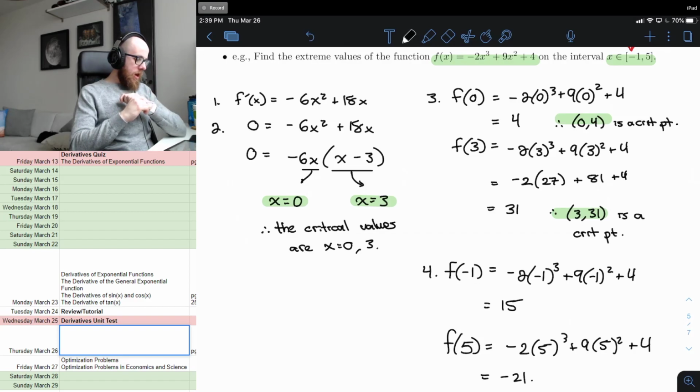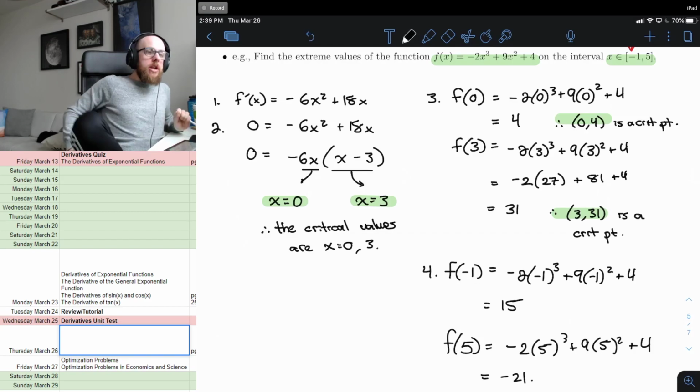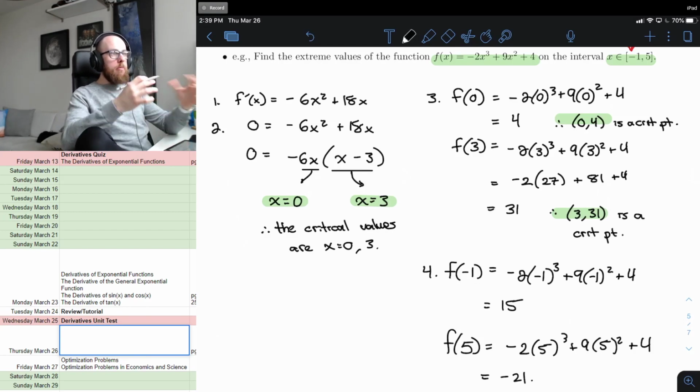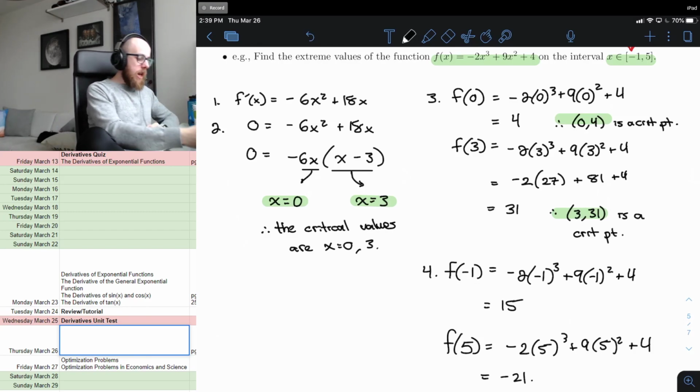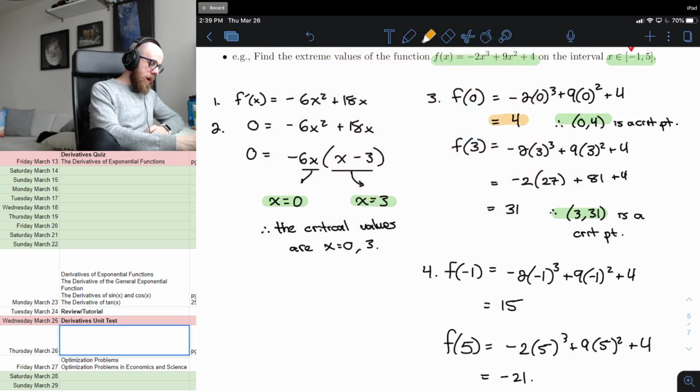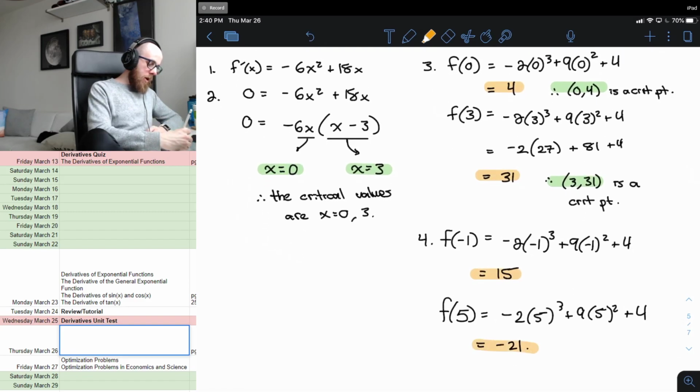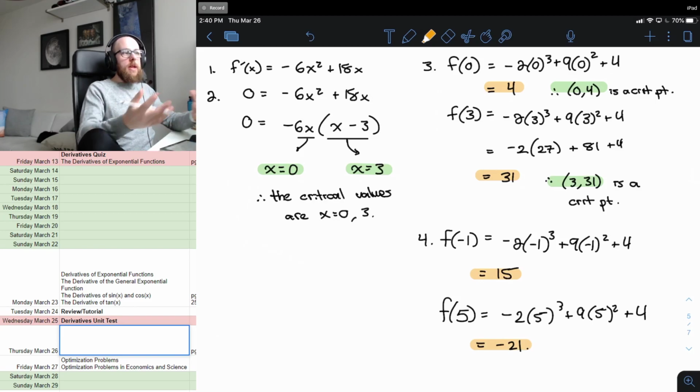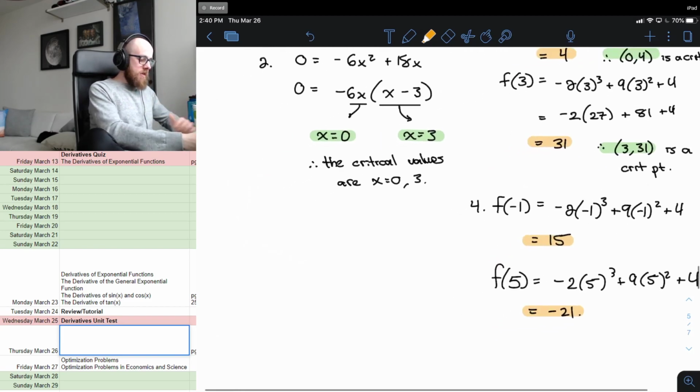Okay. Now step 5, all I do for step 5 is compare the various y values that I have now, right? At my first critical point, I found a y value of 4. My second critical point was 31. And then my left endpoint was 15, and my right endpoint was -21. Step 5 is just kind of a concluding step, right?